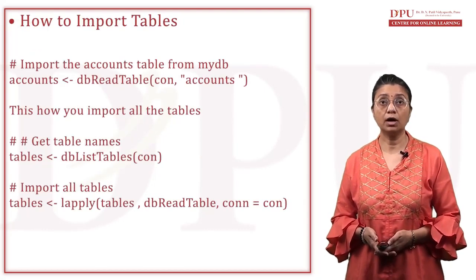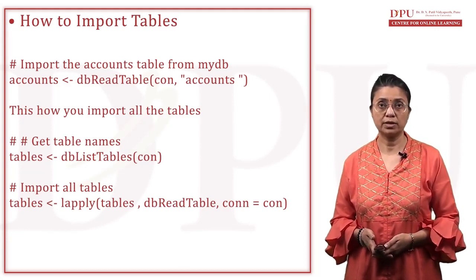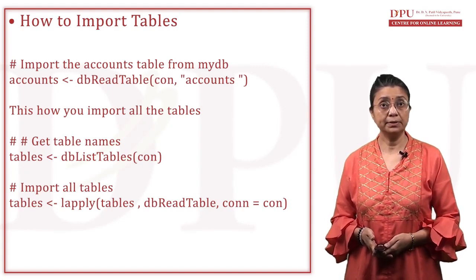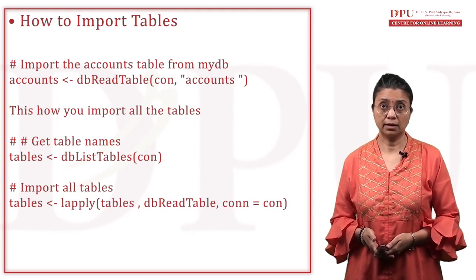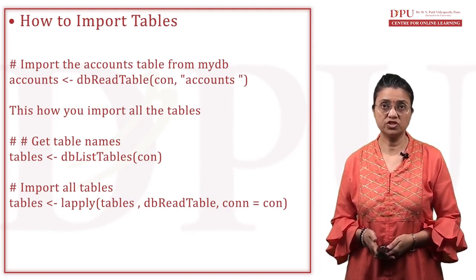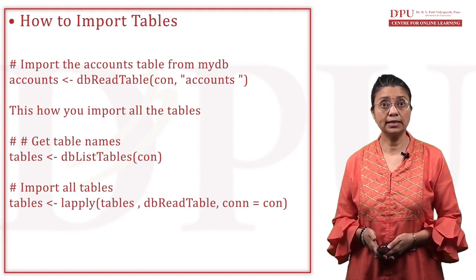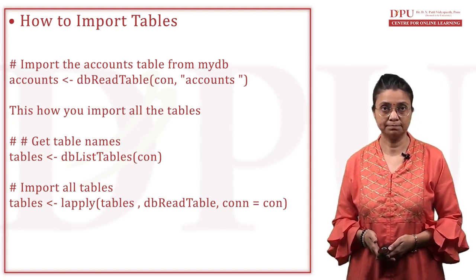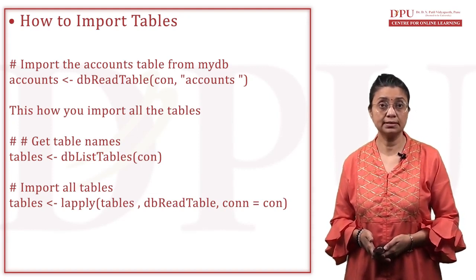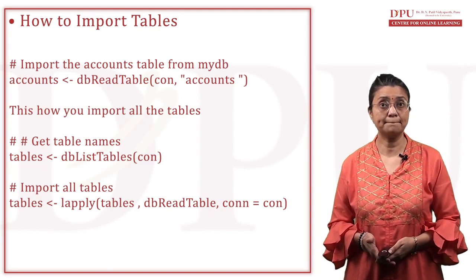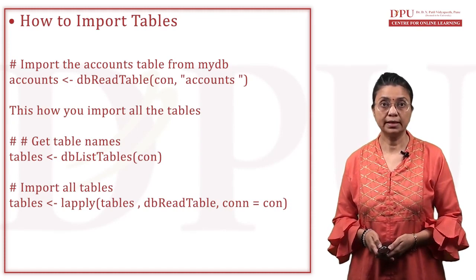Now, let's talk about how to import tables. Import the accounts table from mydb. I am writing dbReadTable, which is a function, and within the brackets I write con, comma, accounts. Here con is the connection, and accounts is the table. I am calling that and storing it in the accounts variable. This is how you import tables and get the table names. You can see here dbListTables, and within brackets I pass the connection variable, and then I store the values into tables.